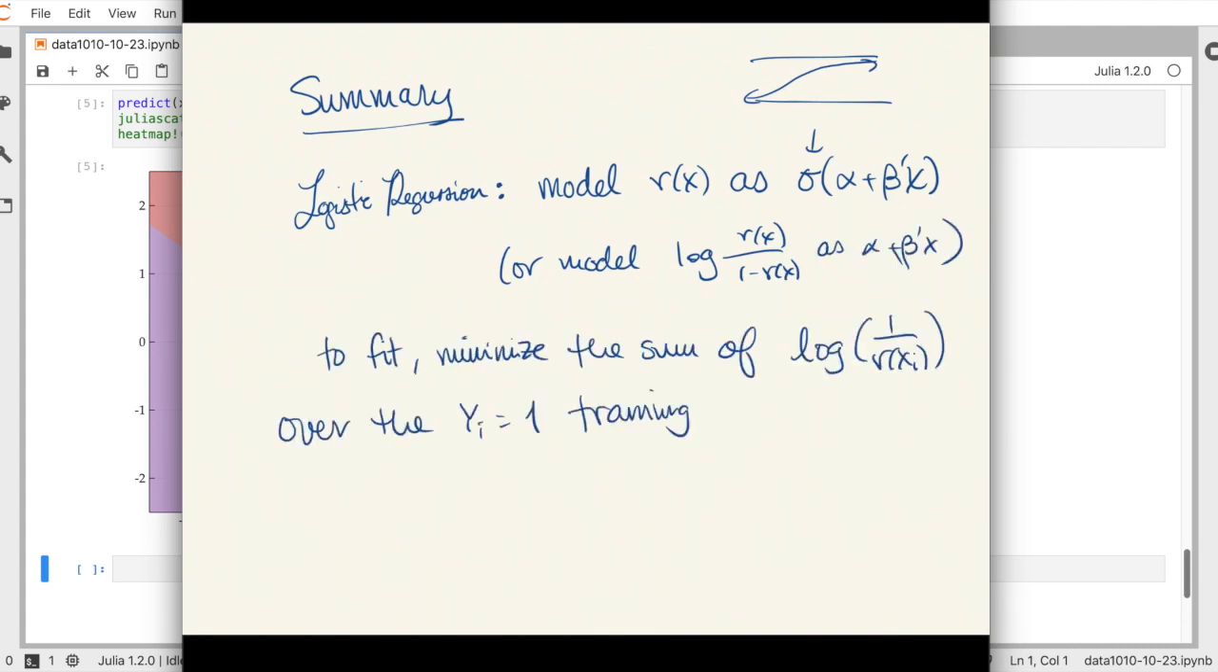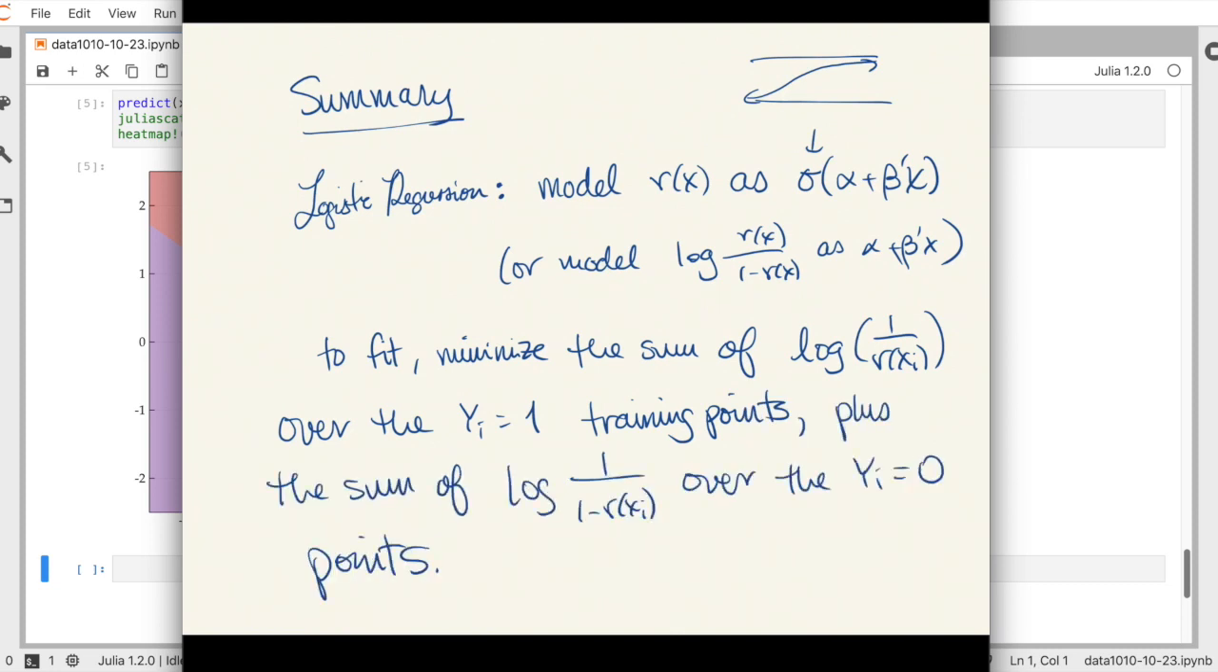Finally, to fit the model, what we want to do is incur a penalty of log of 1 over r of xi for each y equals 1 training point, and a penalty of log of 1 over 1 minus r of xi for each negative training point.